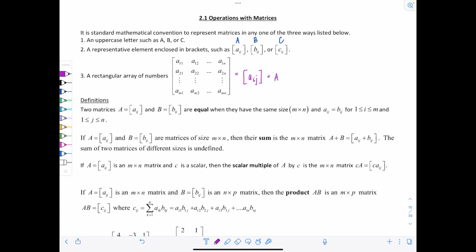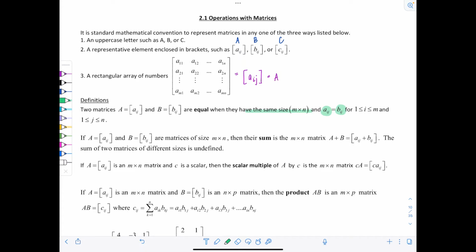Okay. So some definitions: we say that two matrices, A and B, are equal when they have the same size, m by n, and a sub ij is equal to b sub ij for i between 1 and m, those are all the rows, and j between 1 and n. So basically, matrices are equal when they have the same size and all the corresponding entries are equal to each other.